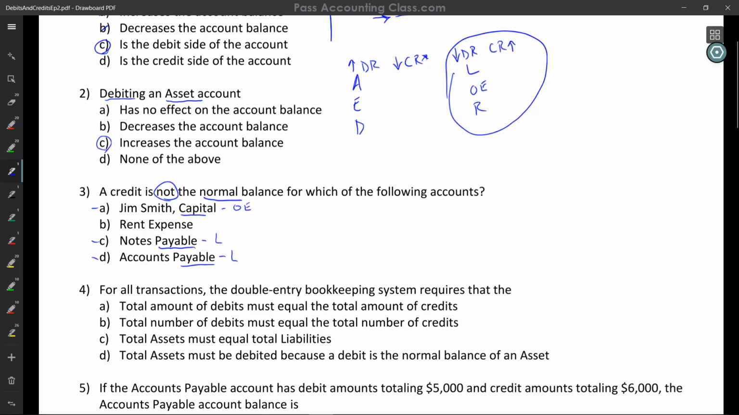And the reason it's a normal balance is because the normal balance is going to increase the account balance. And you can see here, I put up here, a credit increases the balance of the account. And that's for a liability, owner equity, and a revenue account. So by default then, the answer is going to be B. And rent expense, you see we put that over here. Rent expense is an expense, and the normal balance is a debit. So we increase that balance by debiting it.